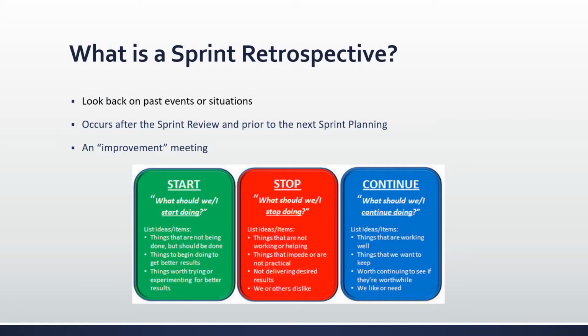So by definition, a retrospective allows you to look back on past events or situations. Thus, a sprint retrospective is a meeting that occurs after the sprint review and prior to the next sprint planning. And that could be thought of as a lessons learned meeting. It is not to be confused with a sprint review, which creates an opportunity for the team to showcase the work that has just been completed in the latest sprint, such as a demo. Once the sprint review is over, the sprint retrospective typically takes place.